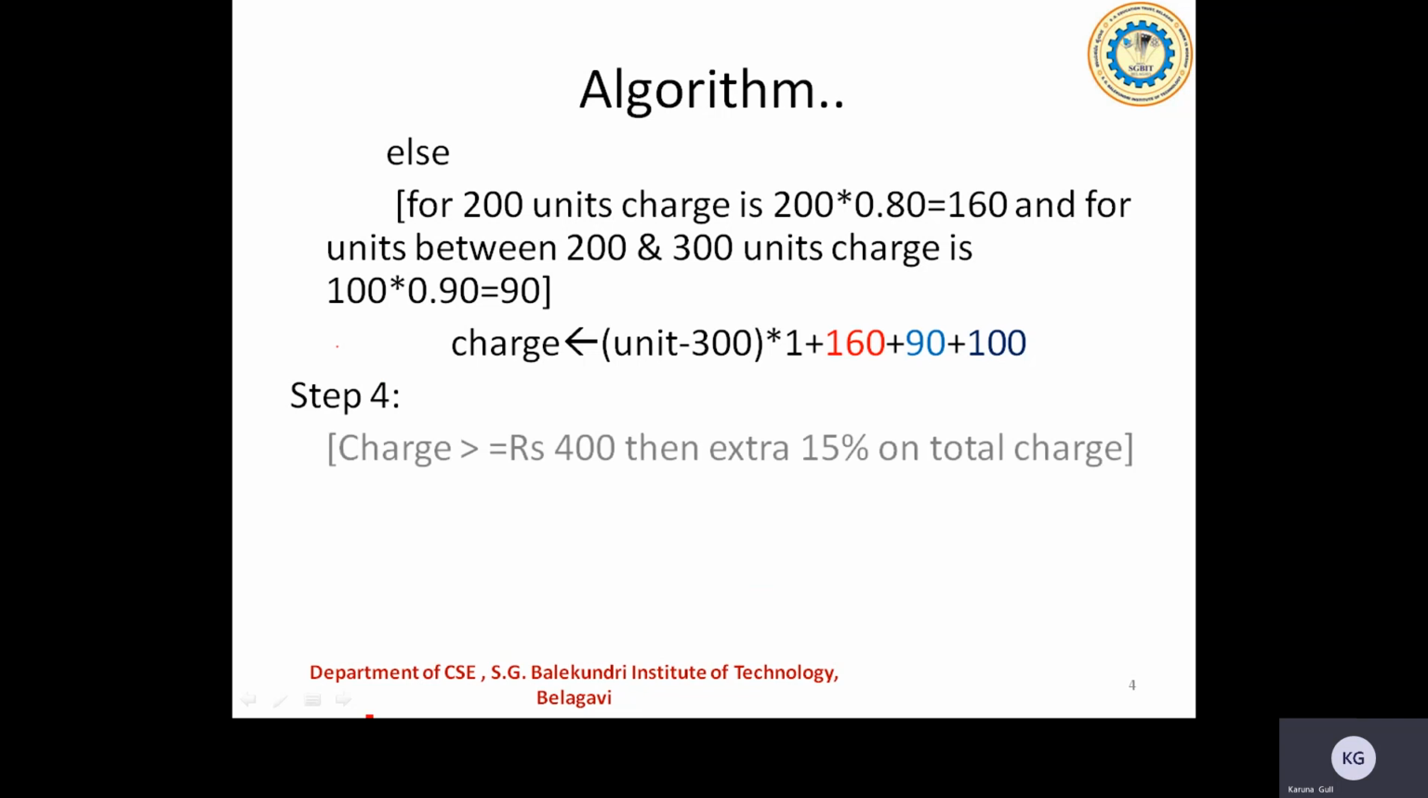Okay. Next, we'll proceed with this. So this is all about finding the total charge depending on the units that you people have consumed.